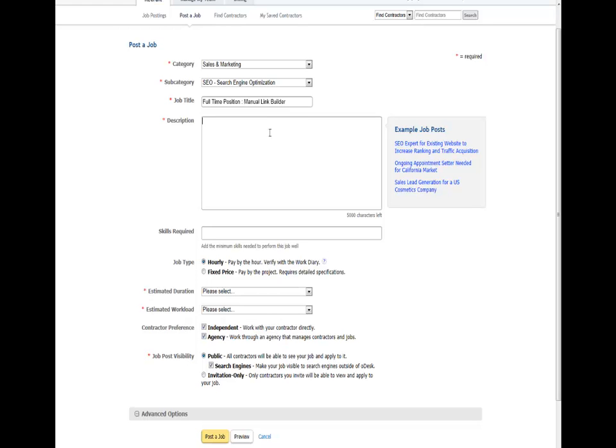Now, in the description you've got to tell them exactly what you expect them to do, but you want to filter people out. So I always start with something. I'm just going to type it in and then I'll come back to you. Okay, now this is how you filter out 99% of the junk.